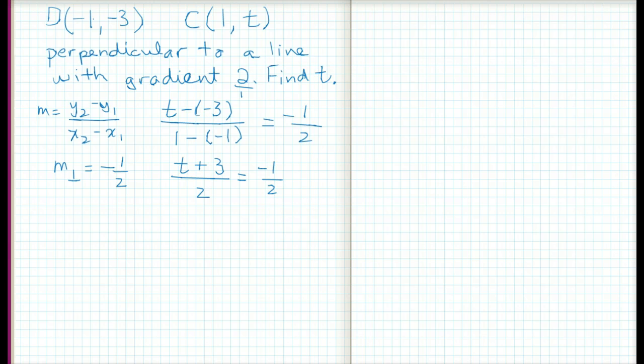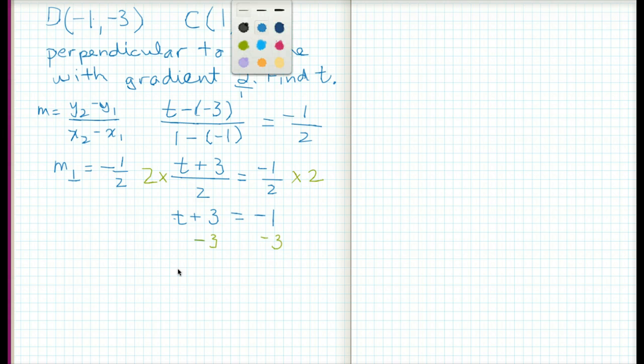Again, I have fractions. Those are not so easy to solve with. So I start by multiplying both sides by 2. If I do that, then both of those denominators cancel. And my next line looks a little bit easier. That cancels with that, so I just have t plus 3. And this 2 cancels with that 2. So on this side I just have negative 1. And then I subtract 3 from both sides. And then I have my final answer. T equals negative 4. That's what I was asked to find, so I can circle that and say t is equal to negative 4.